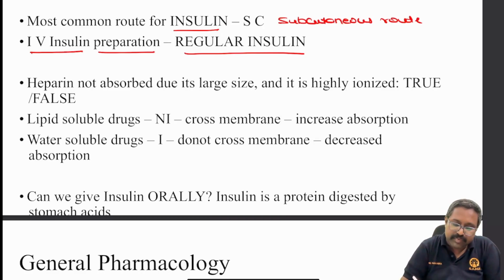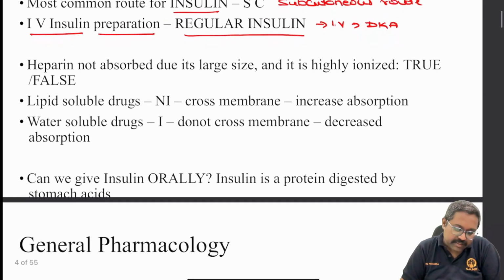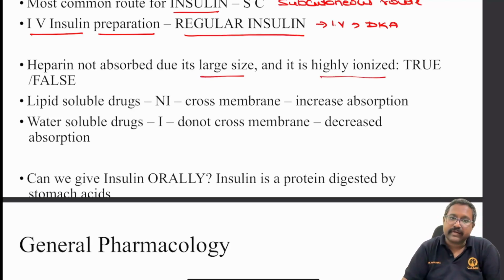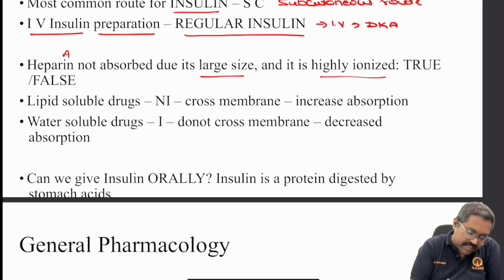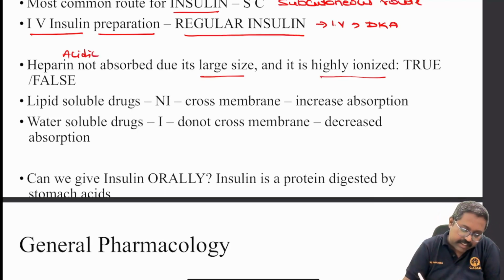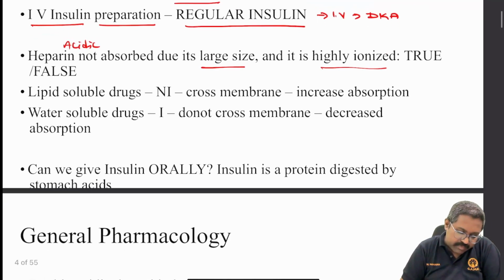So regular insulin will be preferred through the IV route in case of diabetic ketoacidosis. And also, let us see, heparin is not absorbed due to its larger size, and it is highly ionized. Since it is acidic in nature, this statement will be true.